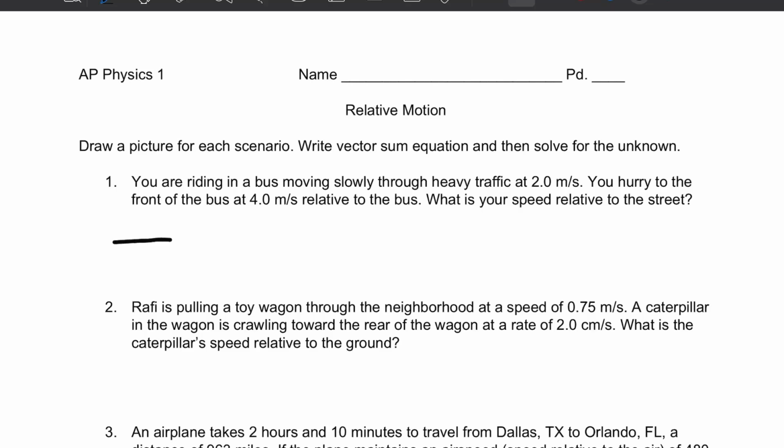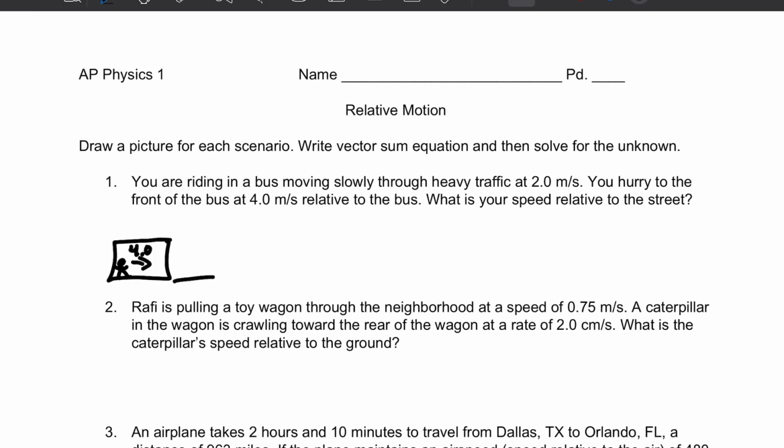You're riding in a bus moving slowly through heavy traffic at 2 meters per second, so the bus and everything on it is moving at 2 meters per second to the right. You hurry to the front of the bus at 4 meters per second relative to the bus. What is your speed relative to the street?